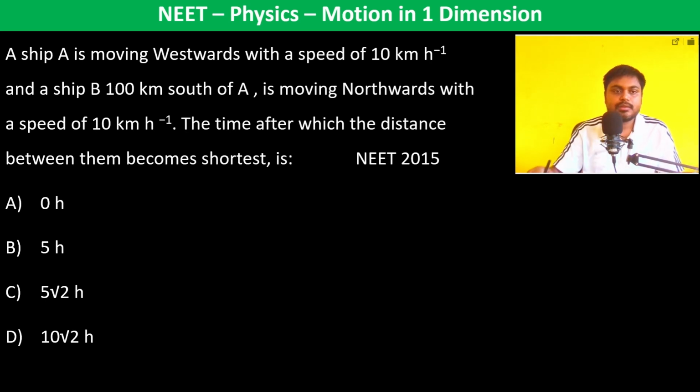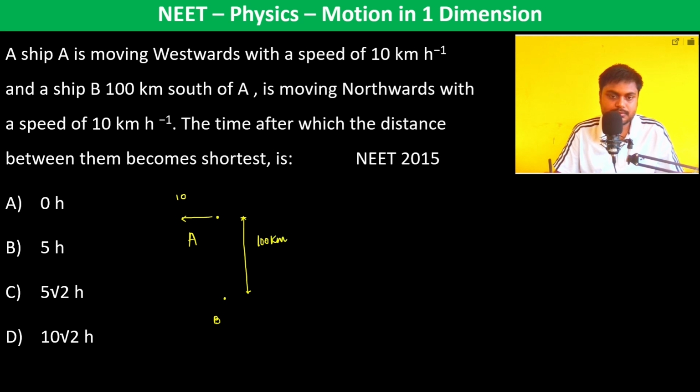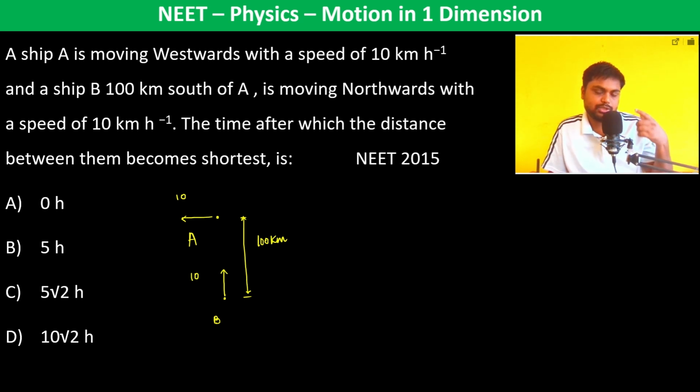A ship A is moving westwards with a speed 10 km per hour. So this is ship A and it is moving westwards with 10. A ship B, which is 100 km south of A, this is B, and this distance is 100 kilometers, is moving northwards with a speed of 10 km per hour. This is moving northwards with a speed of 10. The time after which the distance between them becomes the shortest is.